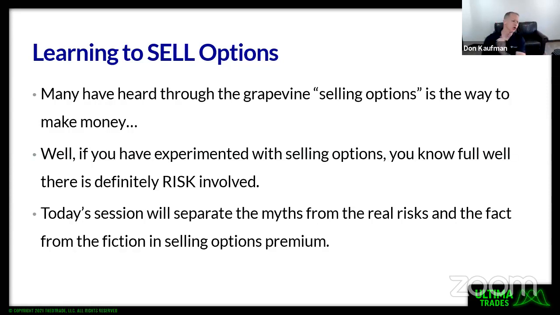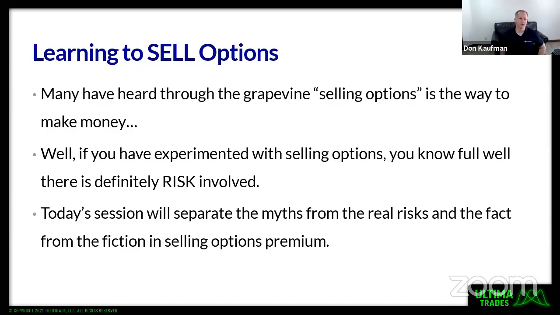Many of you, though, have heard through the grapevine that selling options is the way to make money. How many people have heard that? Again, this is an interactive session. It doesn't matter how many people are on. We have a good number of people on today, but how many people have actually heard that before? It's pretty quiet in here, like pulling teeth. Oh, there we go. Now people are starting.